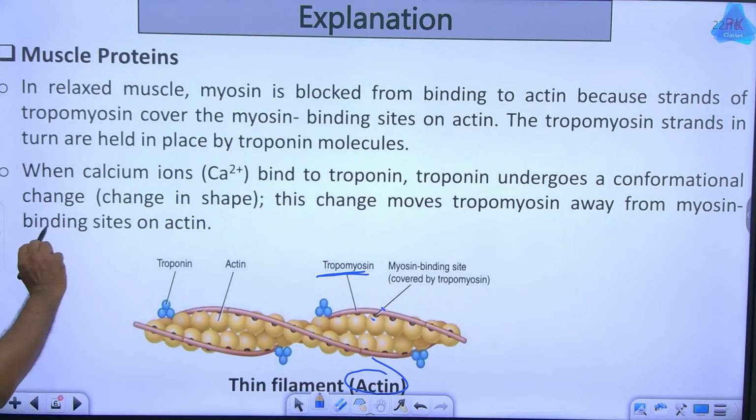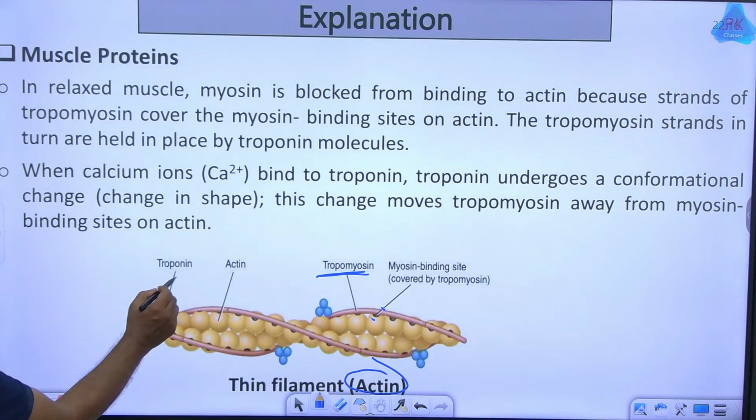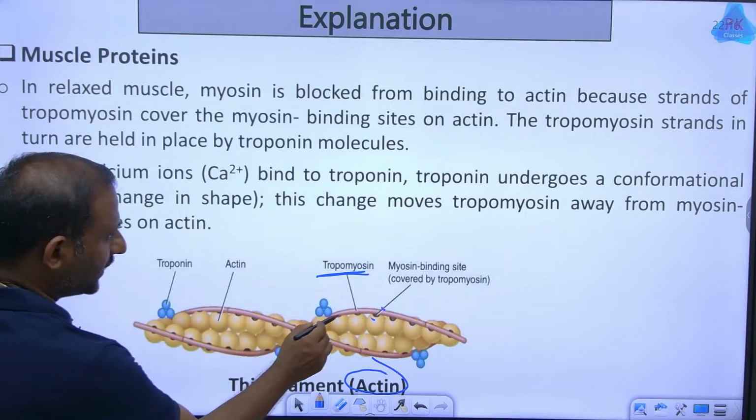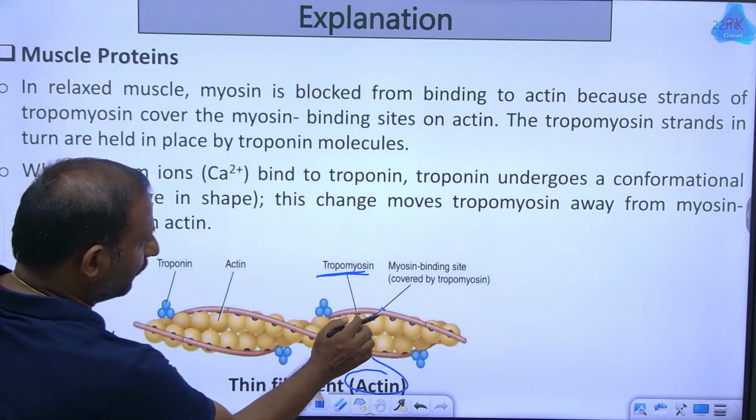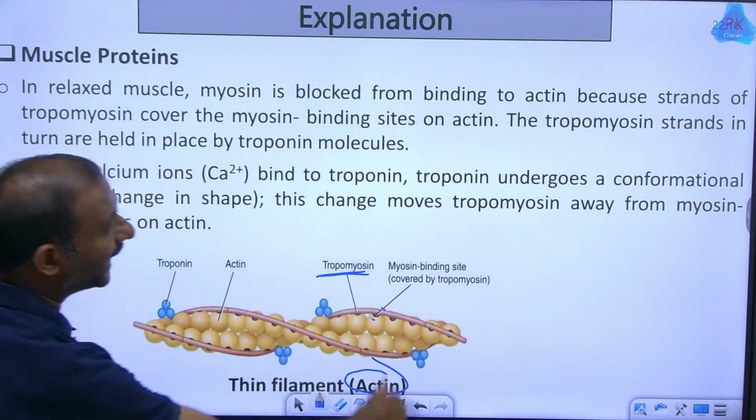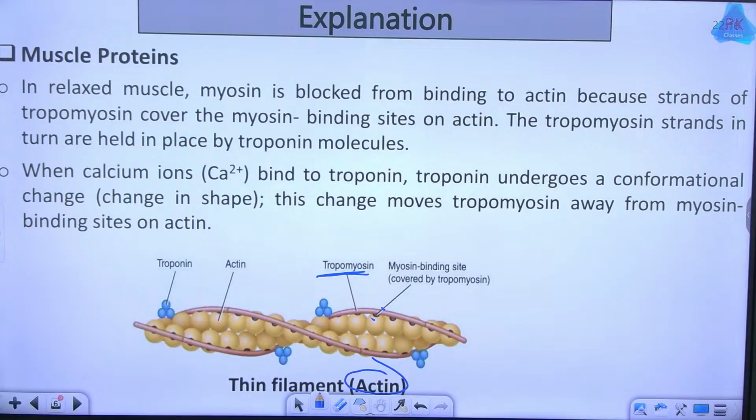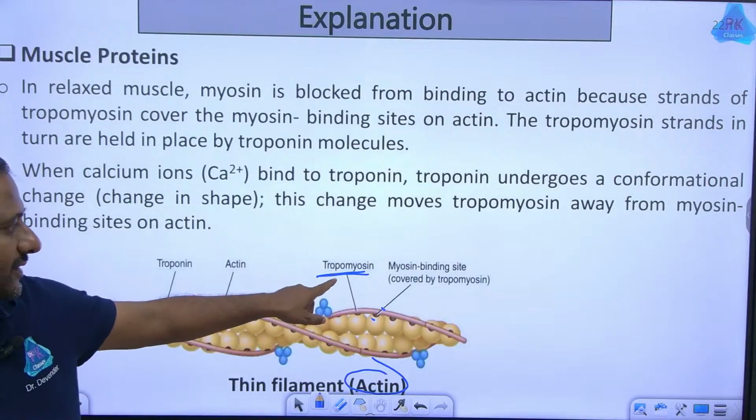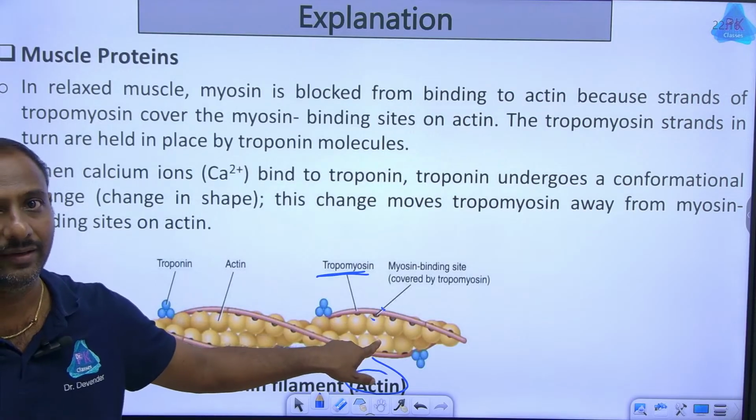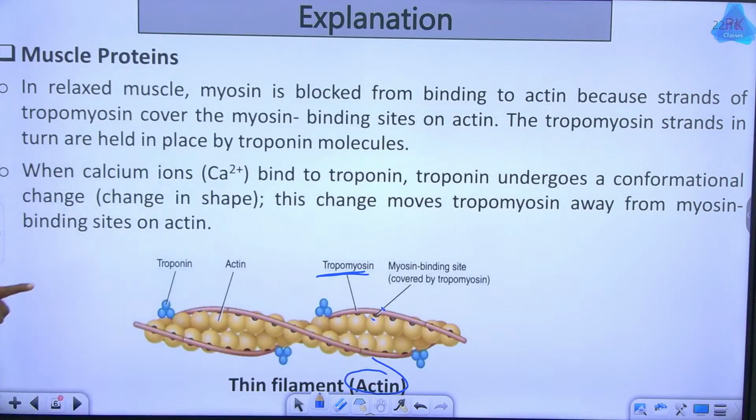But when calcium ions bind to the troponin, the troponin will undergo some conformational changes. That means there will be a change in the shape such that the tropomyosin will move away from the myosin binding site on actin. ठीक है. So रिलैक्स स्टेट में ट्रोपोमायोसिन के वजह से मायोसिन यहाँ आके बाइंड नहीं करेगा. ठीक है. So that is due to tropomyosin.